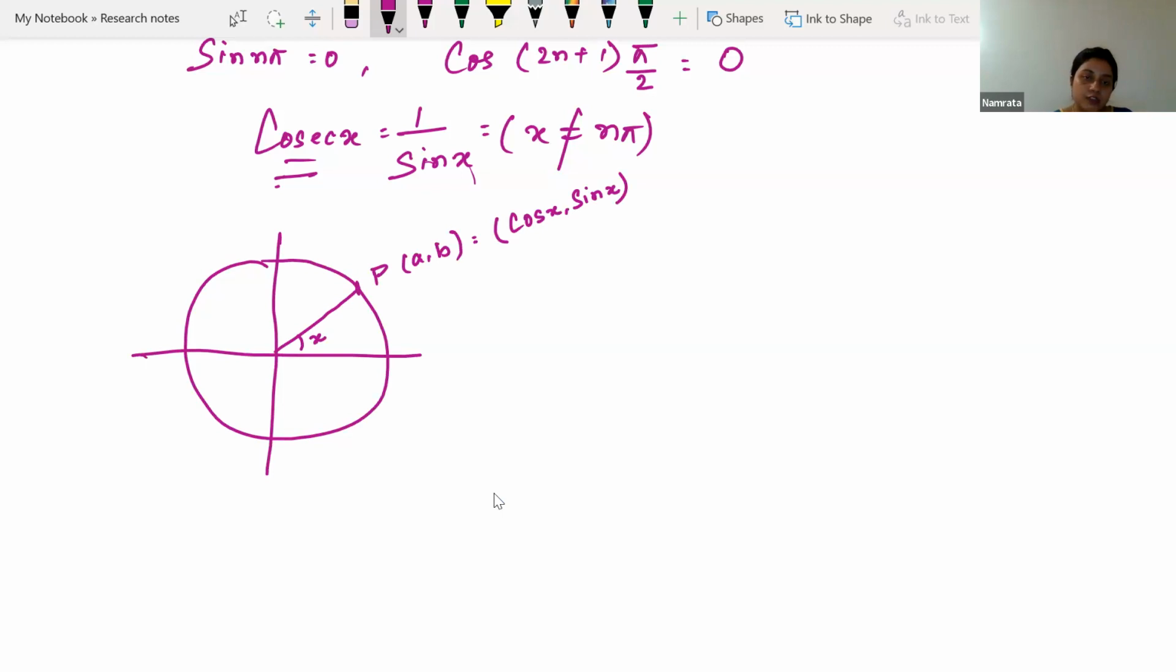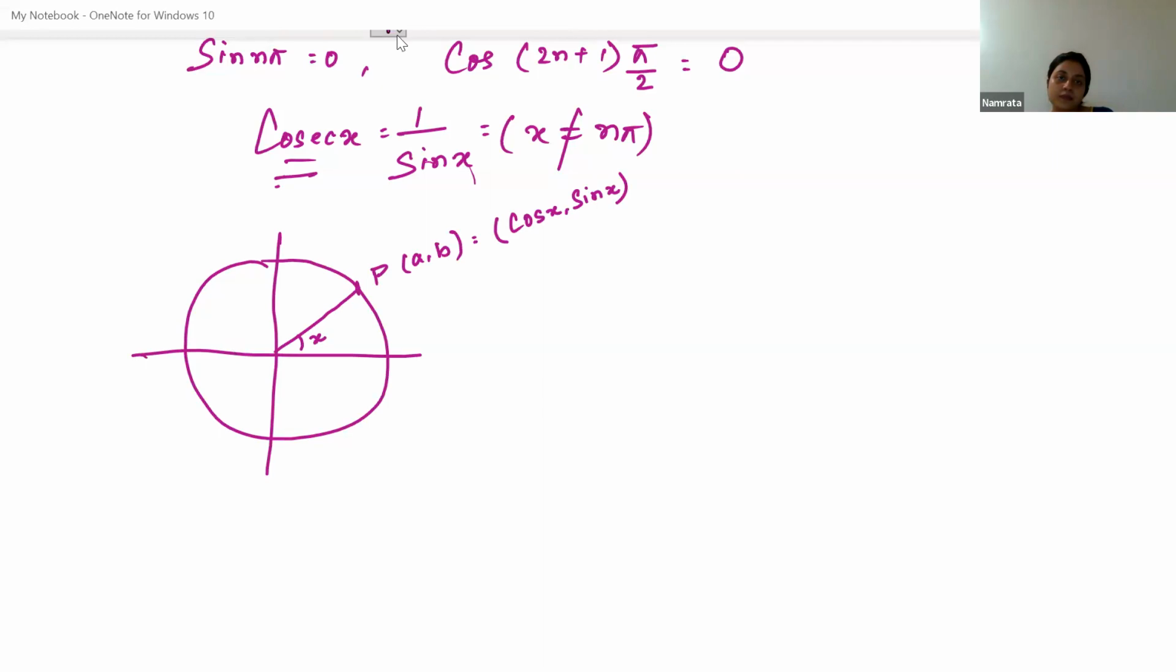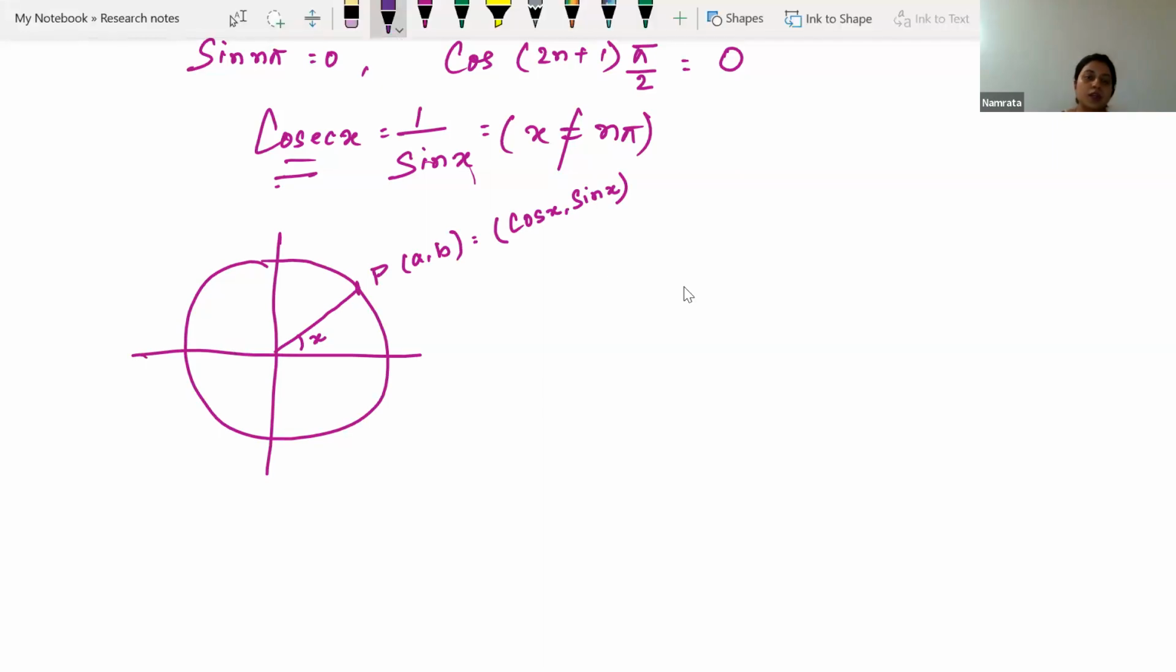Now, if you draw the same line, here you have taken the x angle in the anti-clockwise direction. Suppose you draw the same angle, but now in the clockwise direction. Same angle in clockwise, so that will be minus x, right? That day I was telling you, when you take the angle in the clockwise direction, it will be a negative angle, right? Yes or no? Yes, ma'am.